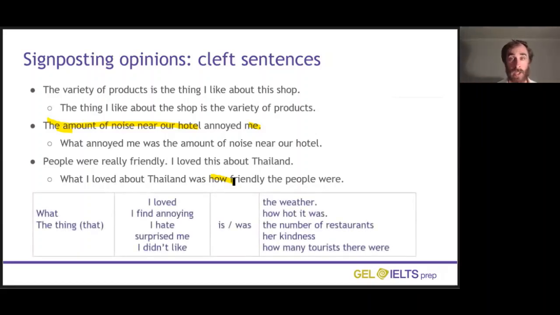So this structure is worth learning and studying. We can start with what I loved was, or the thing I loved was. The verb is usually a verb of opinion here. We need the verb to be, and then we have a noun phrase or an adjective phrase with how.